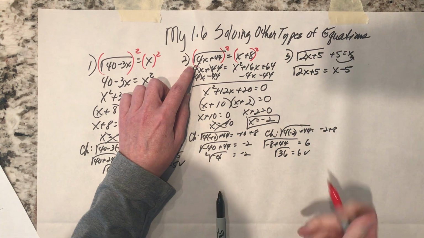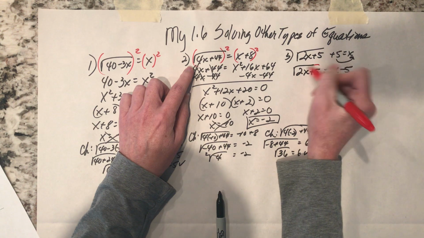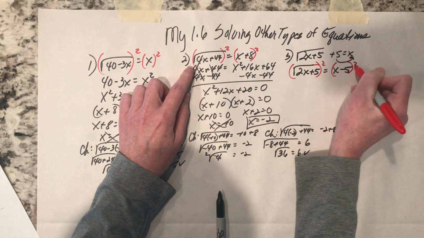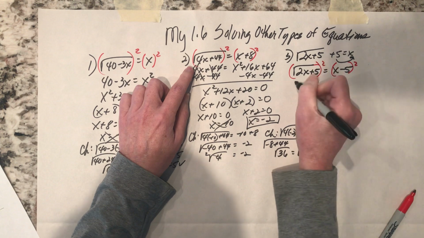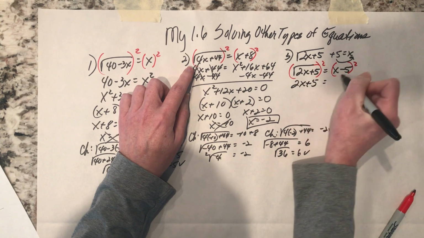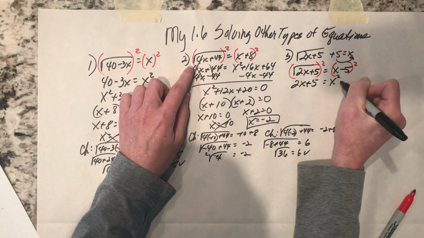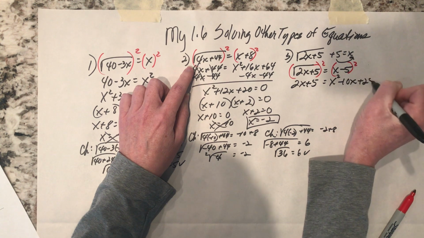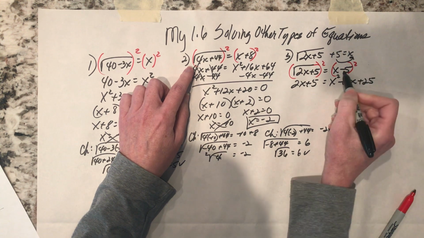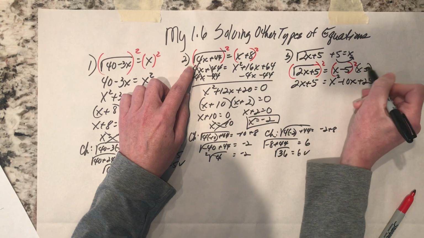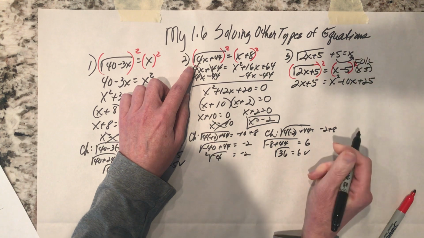And then we're in the same boat we were in number 2. Square that, square that. We get plain old 2x plus 5. Over here, this is a FOIL problem. X squared minus 10x plus 25. Remember, it means to say x minus 5 times x minus 5, and then FOIL it out.